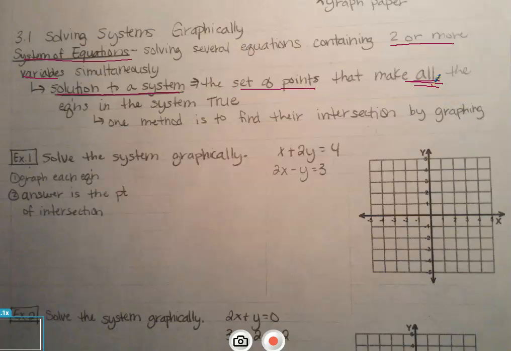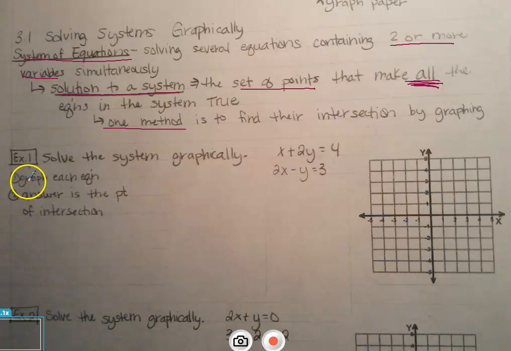This is one method to find their intersection by graphing. So you're going to have three by the time we're done. You're going to have graphing, substitution, and elimination. So this one we're going to start off solving the system graphically. So we're looking for that one point where they intersect and all of the equations are true. It's always that point of intersection.